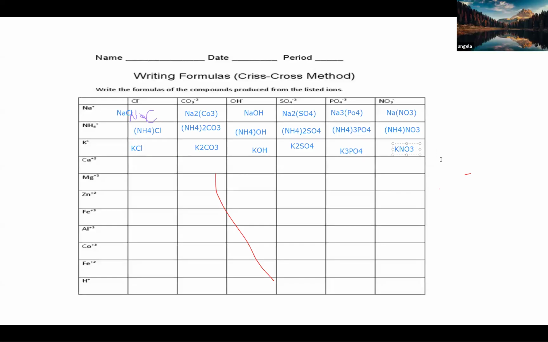Let me see if there's any here that you think might be a little bit tricky. Page 2. I think this is kind of straightforward. I think we got the hang of it. So if you want to screenshot that, you've got your first 3 rows ready for your homework.